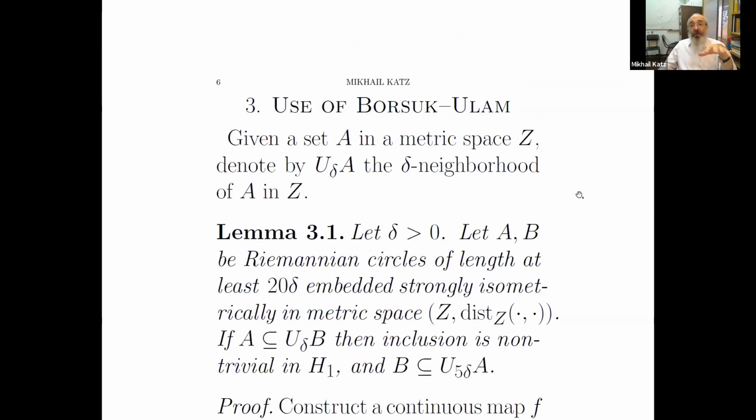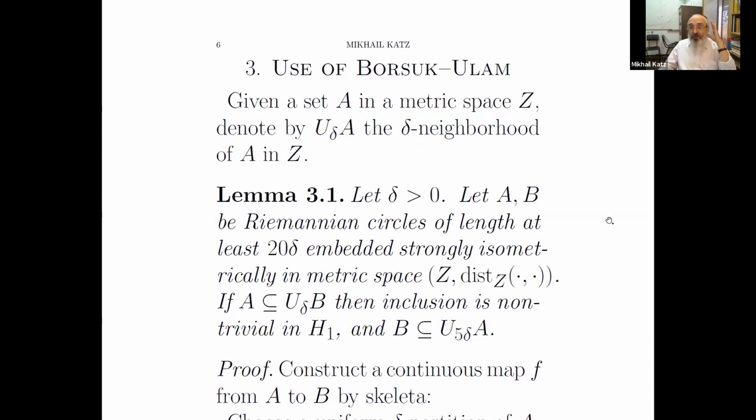So let's first show how the Borsuk-Ulam theorem is used in this business. We will denote by U delta of A the delta neighborhood of a set A in some ambient metric space Z. So we have the first lemma.